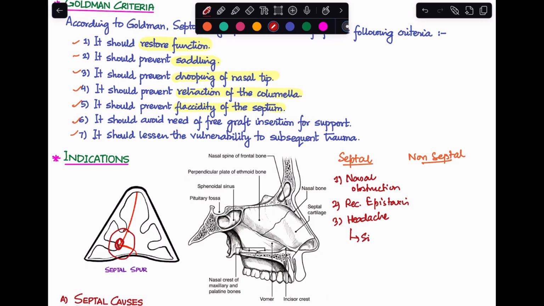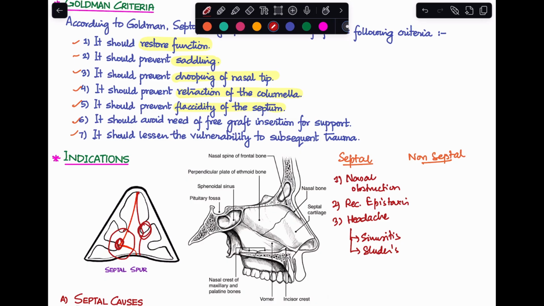That will lead to a headache in sinusitis. Next cause would be something known as Sluder's neuralgia. Now, what is Sluder's neuralgia? Sluder's neuralgia here is basically when a septal spur is impinging on the middle turbinate.